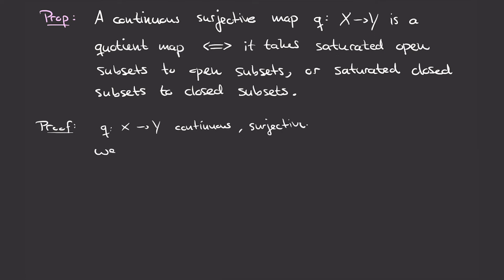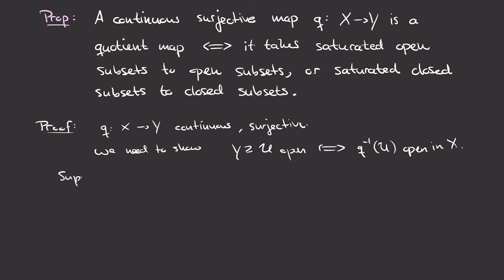Okay, we need to show that if we have some subset U in Y, that this is open precisely when the preimage of U is open in X. In order to do this, we assume either that Q takes saturated open subsets to open subsets or saturated closed subsets to closed subsets. So I'm just, again, going to do one version. Suppose Q takes saturated open subsets to open subsets.